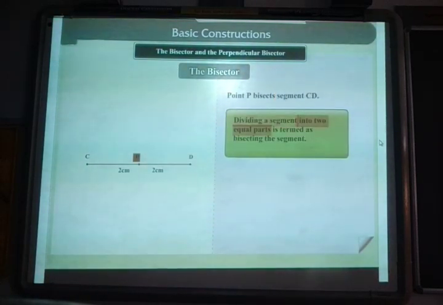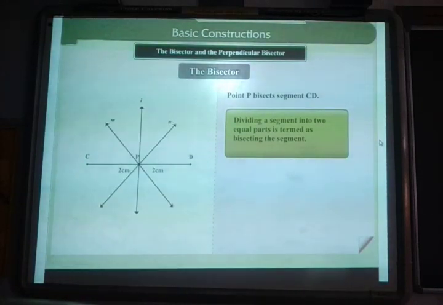Dividing a segment into two equal parts is termed as bisecting the segment. Let's draw three lines to the point P and name them I, M, N. All these lines are the bisectors of segment CD.